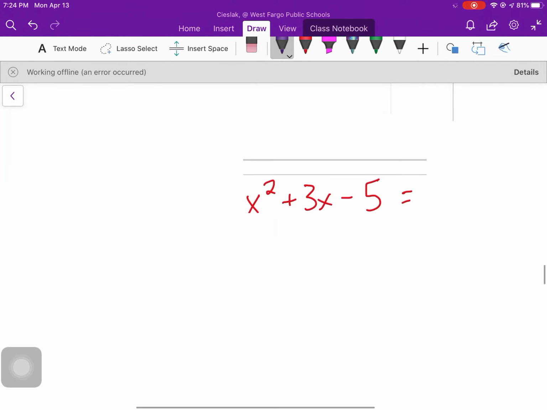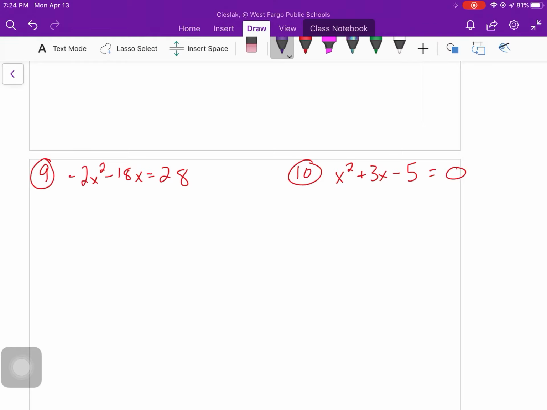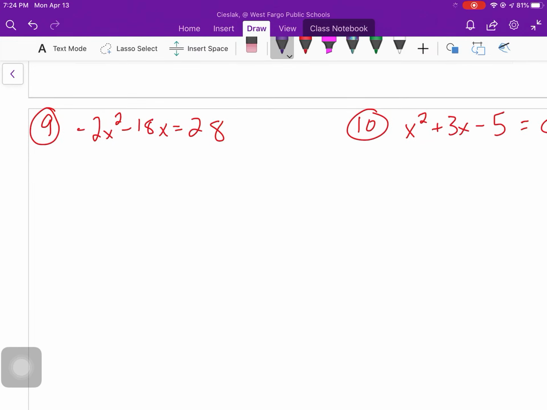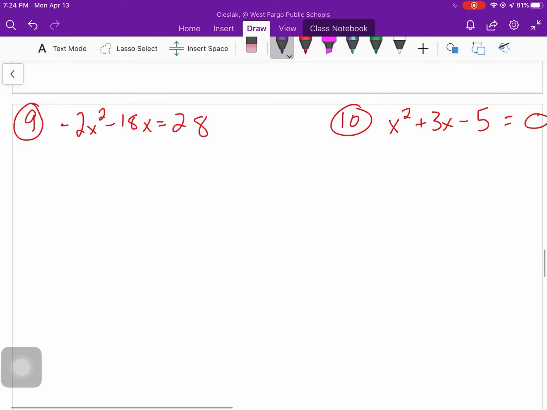Okay, so there we have that. Now, I don't know if these ones are going to show up on your guys' notes because for some reason they didn't on mine. If not, you're going to want to pause this, take a moment, and write these two down. First one we've got here is negative 2x squared minus 18x, and I'm going to move that 28 over and make that minus 28 equal to 0.